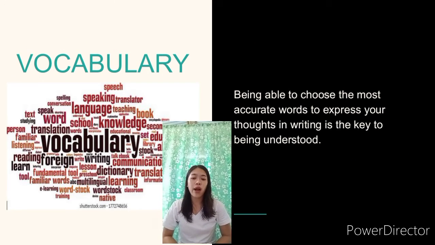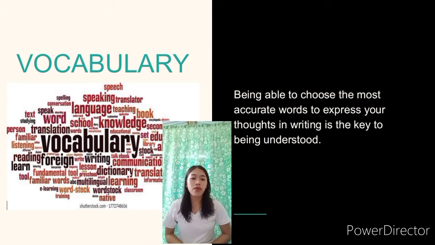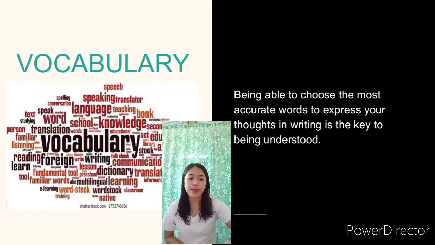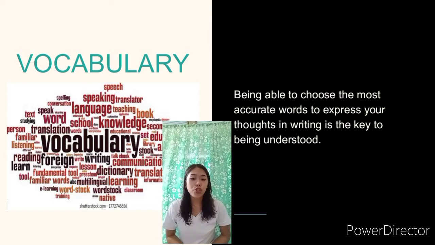Next is the vocabulary. Being able to choose the most accurate words to express your thoughts in writing is the key to being understood. When we say vocabulary, it pertains to the body of words used in a particular language. In short, it is the words that make up a language.